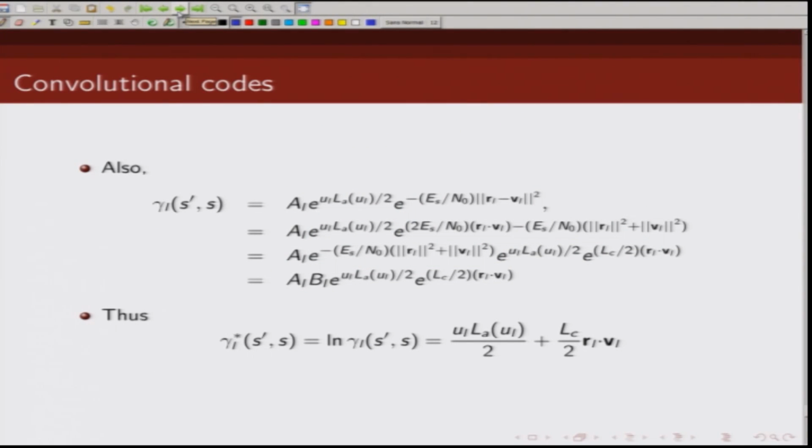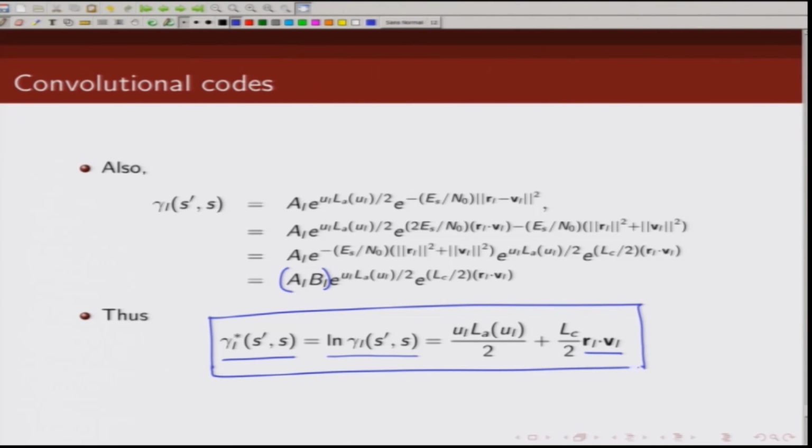Now, if we consider the branch matrix in the log domain, then the log of this term will be some sort of constant, we just ignore it because this does not depend on the choice of VL, UL. So, then this will become UL times the a priori L value by 2 plus LC by 2 and the dot product between the received sequence and the transmitted code word. So, this will be then our simplified expression for the branch matrix computation for the BCJR algorithm over an additive white Gaussian noise channel.